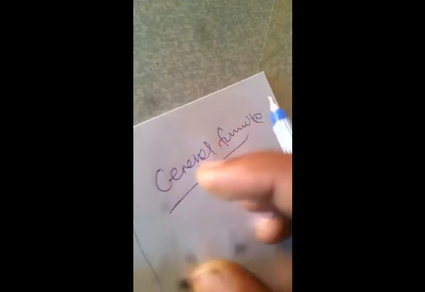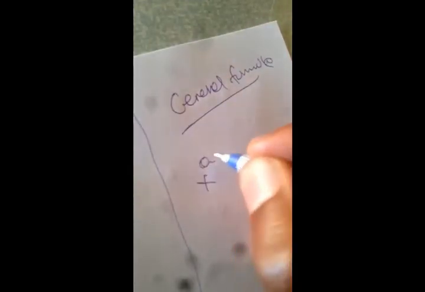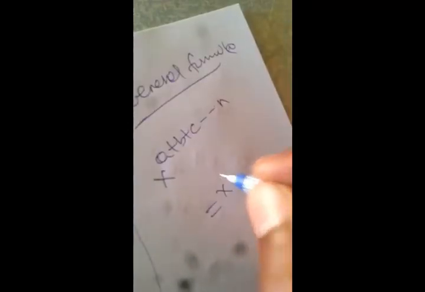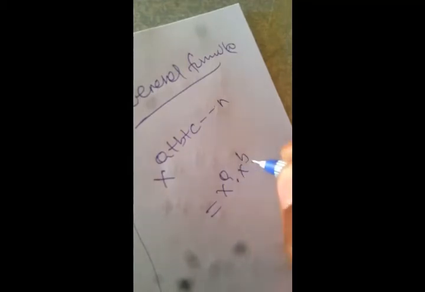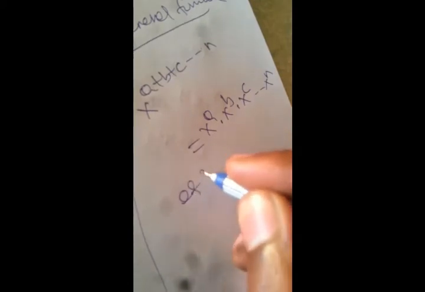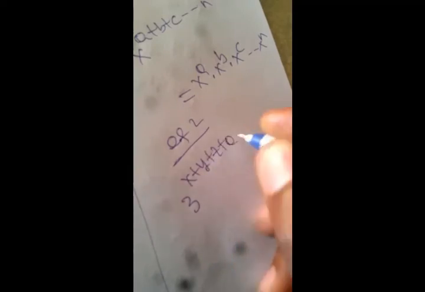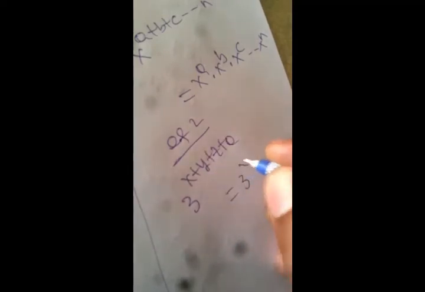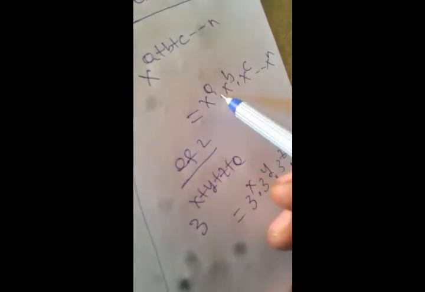the general formula whenever we are given x raised to a plus b plus c up to n. This can also be written as x raised to a times x raised to b times x raised to c up to x raised to n. Example 2 will be 3 raised to x plus y plus z plus a, which can also be written as 3 raised to x times 3 raised to y times 3 raised to z times 3 raised to a. From which property? Property 1.